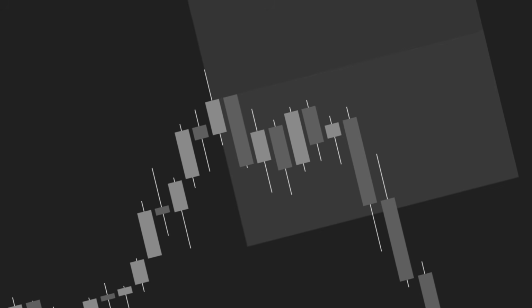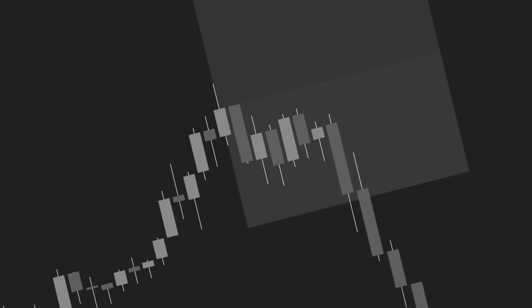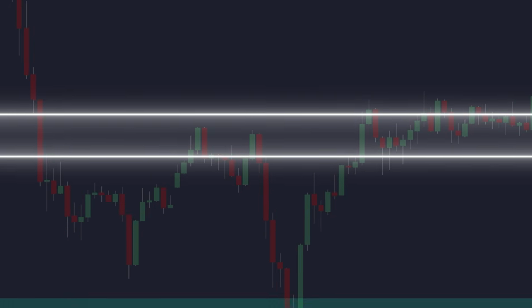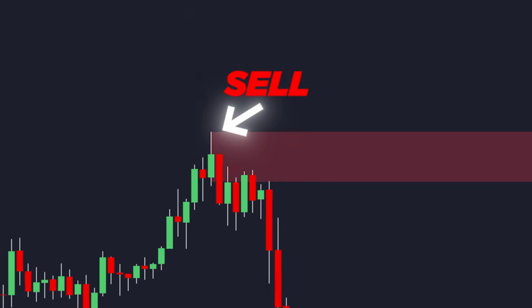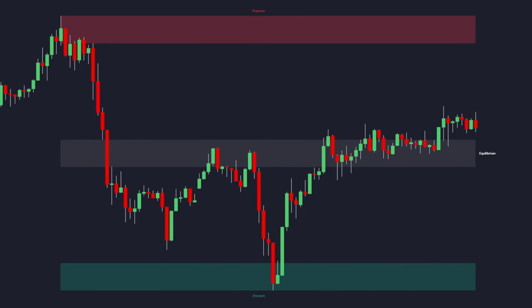If you have ever entered a trade that looked perfect only to watch price immediately slap you in the face and run the other way, you probably bought at a premium or sold at a discount without even realizing it. The price action toolkit plots a premium, equilibrium, and discount zone. You should look for buys at discount zones and sells at premium zones. It lets you get the best possible entry, which will boost your risk to reward ratio.